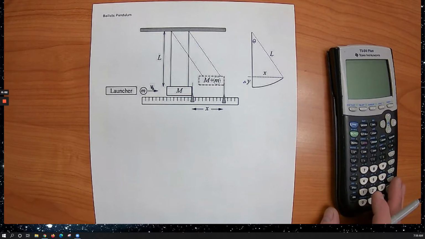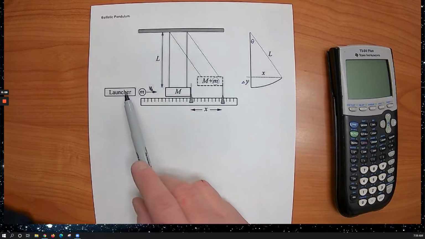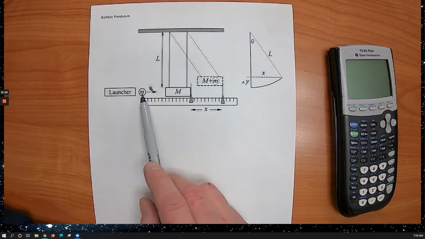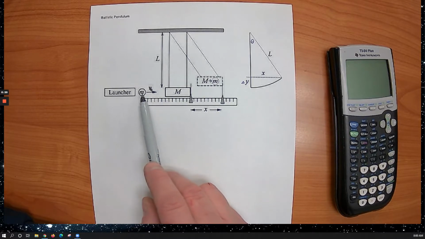All right, I want to talk about the ballistic pendulum. Now, a ballistic pendulum essentially is a device where you can have some kind of a launcher or a gun that shoots a bullet or some kind of projectile, and we want to figure out the launching velocity or the muzzle velocity of the projectile.